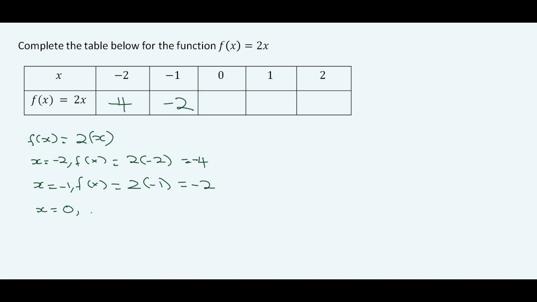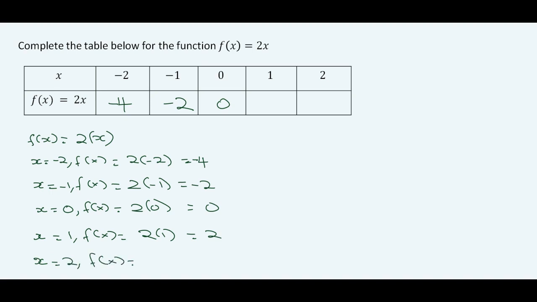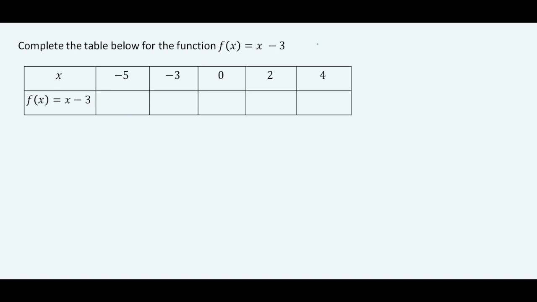If x equal to 0, f of x is 2 multiplied by 0, which is 0. If x equal to 1, f of x equal to 2 multiplied by 1, which is 2. And if x equal to 2, f of x equal to 2 multiplied by 2, which is 4. So this is 2 here, this is 4. So we're going to rewrite this function, f of x equal to x minus 3.